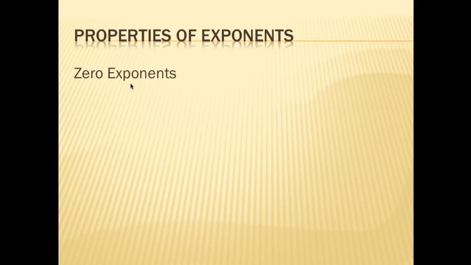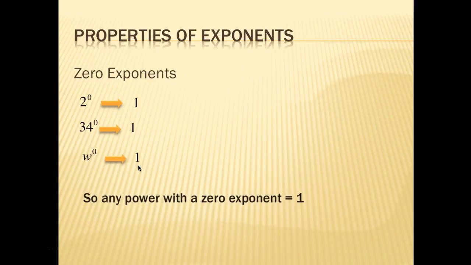Zero exponents. 2 to the 0 power is 1. 34 to the 0 power is 1. W to the 0 power is 1. If the exponent is 0, you can probably see and notice the pattern that the answer will always be 1. So the rule for a 0 exponent: any power raised to the 0 will always equal 1.